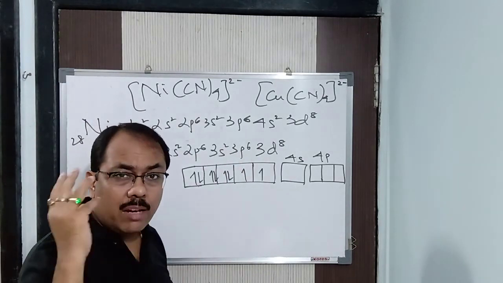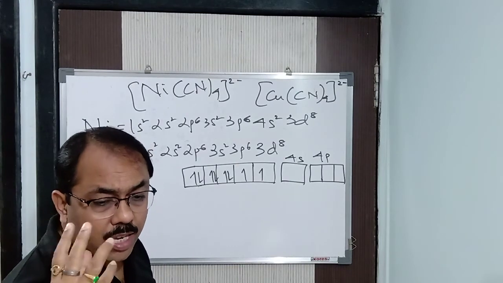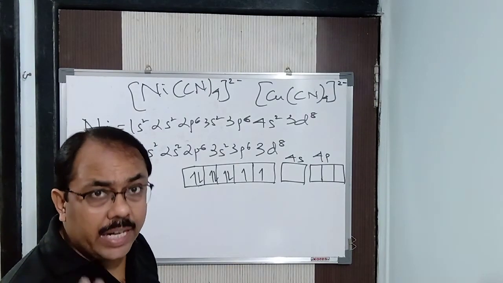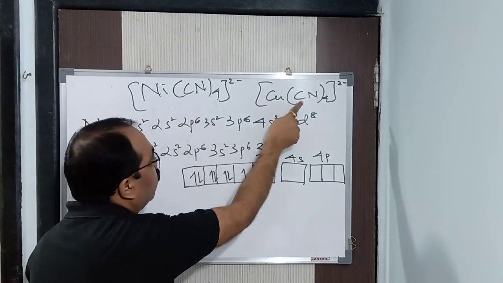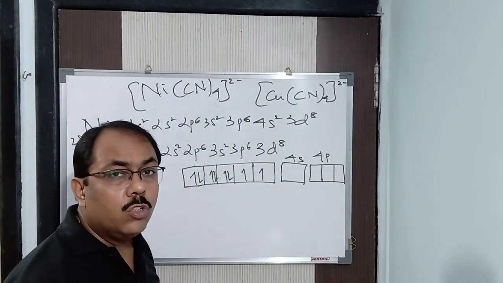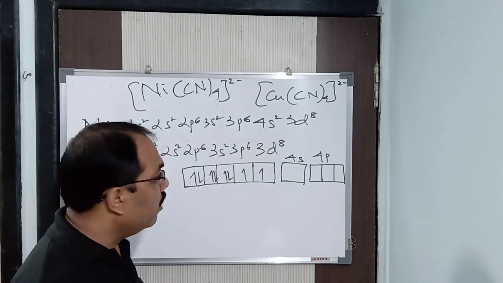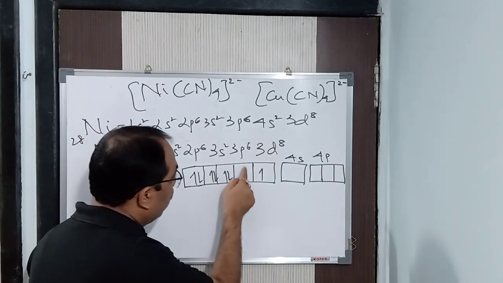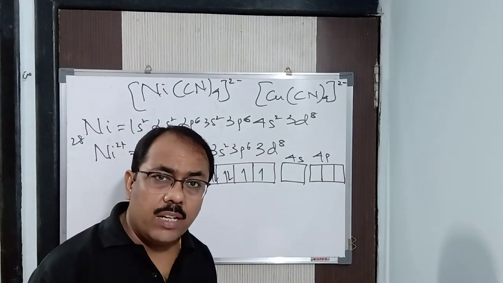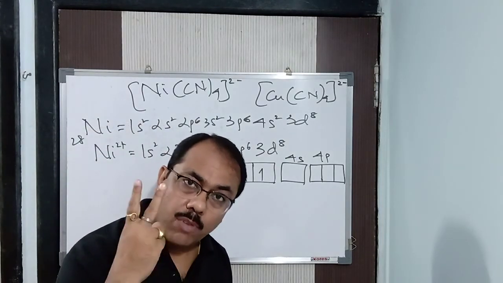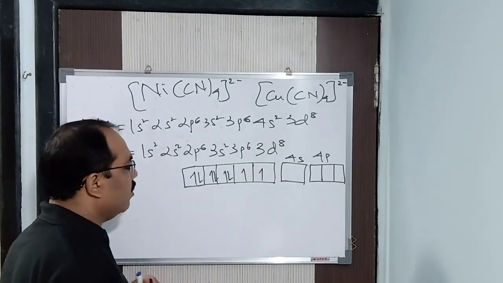So how many vacant orbitals do I want? 4. Why is it 4? See here, 4 ligands are there. Each will give 2 electrons to a vacant orbital, isn't it? Now you cannot have 1 electron here, so 2 electrons will come here. You know that it's not possible. Each orbital can accommodate a maximum of 2 electrons of opposite spin. So what will happen?